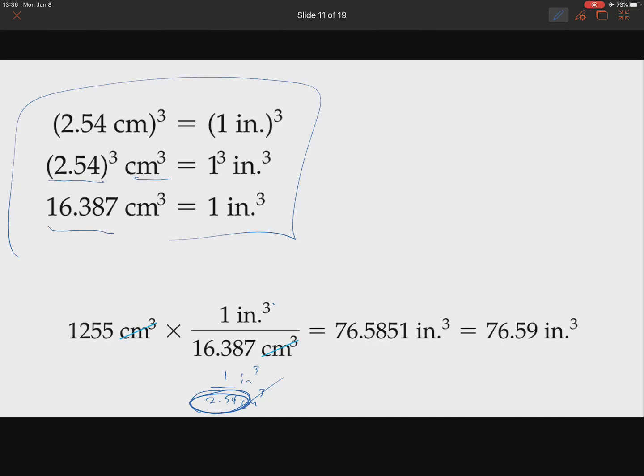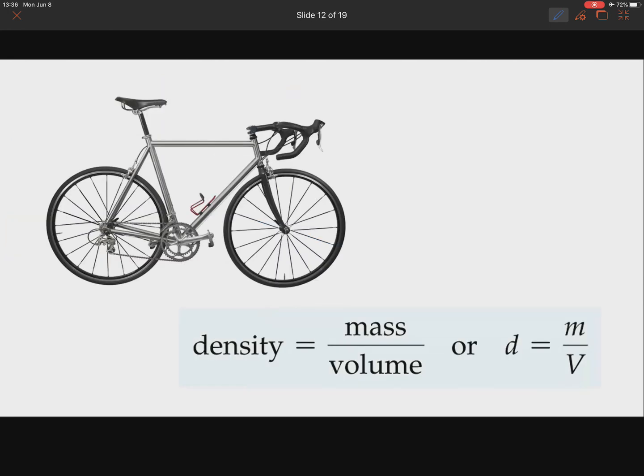So now 2.54 cubed is 16.38. Centimeters cubed, of course the unit just gets the 3 above it. 1 cubed is still 1. And so again, check your answers. Do they make sense? And do them twice. Always do them twice. Now let's talk about density.